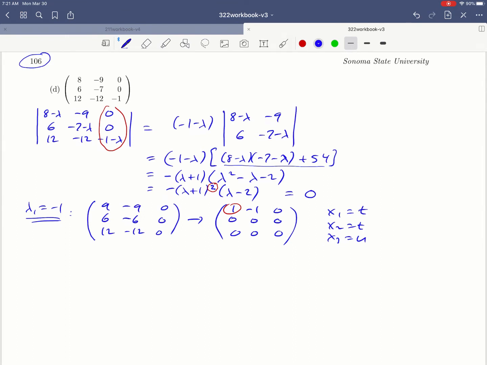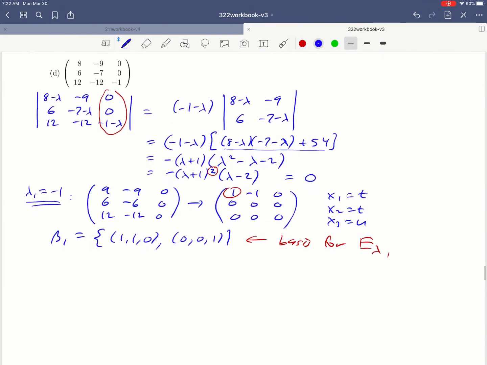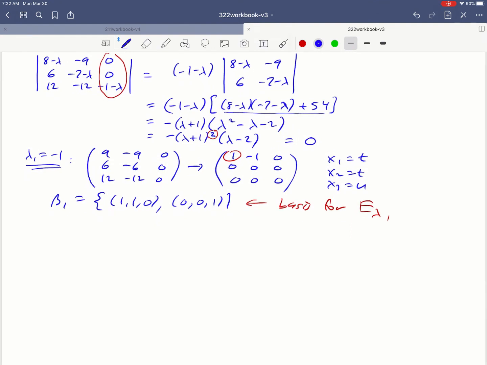So can we write down a basis for the eigenspace associated with this eigenvalue? Well, we'd start by letting t be 1 and u be 0. That's going to give us 1, 1, 0. And then we'd move on and let t be 0 and u be 1. That's going to give us 0, 0, 1. There is a basis for E lambda 1, and we've taken care of our first eigenspace. All right, and we're ready to look at the next eigenvalue, lambda 2 equals 2.